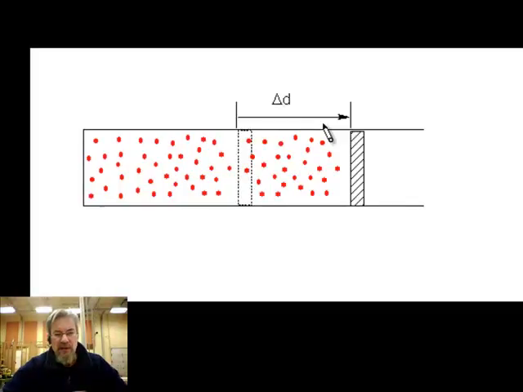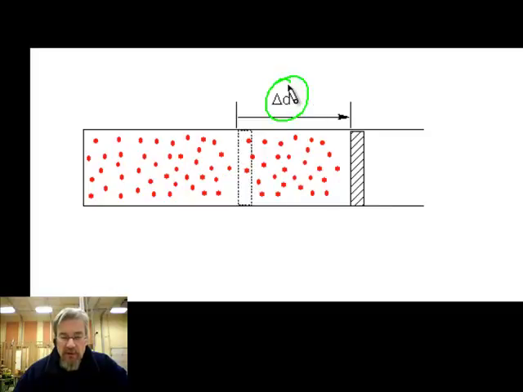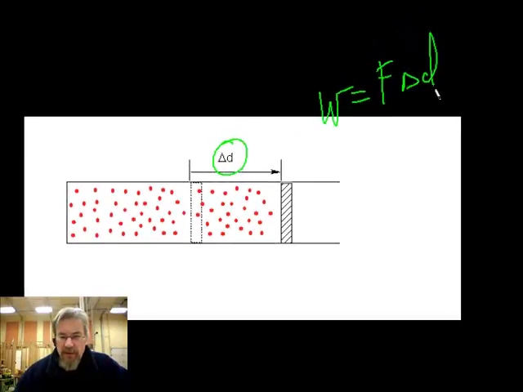For a system like this, the gas might expand. And if the gas expands, well then the force that did that work on the piston must have come from the energy that was stored in the gas, the internal energy stored in the gas. And it forced the piston through some distance that we can call delta D. Well, we know that work is equal to force times delta D.